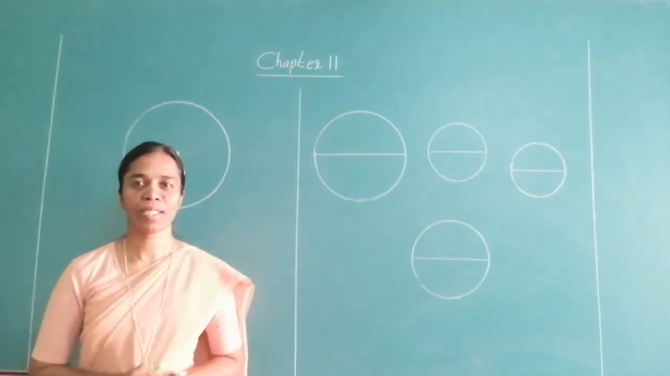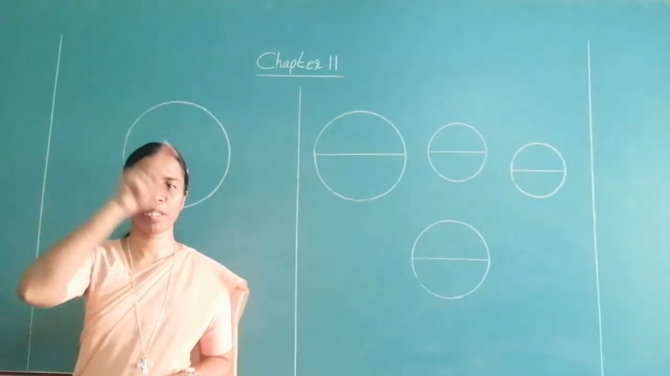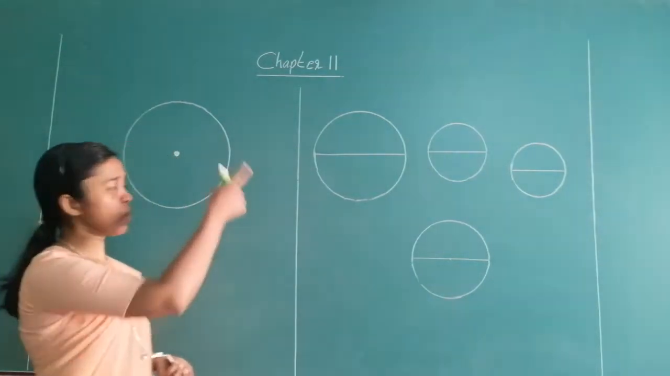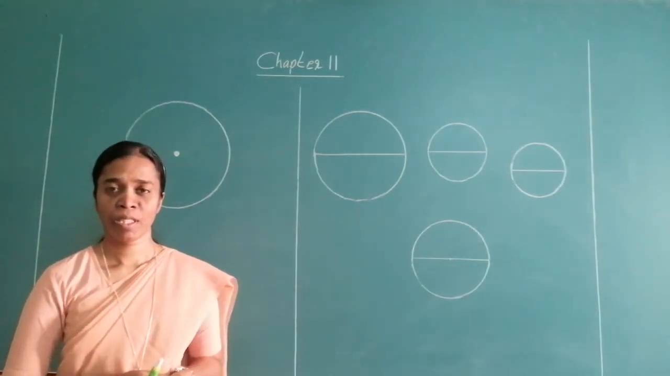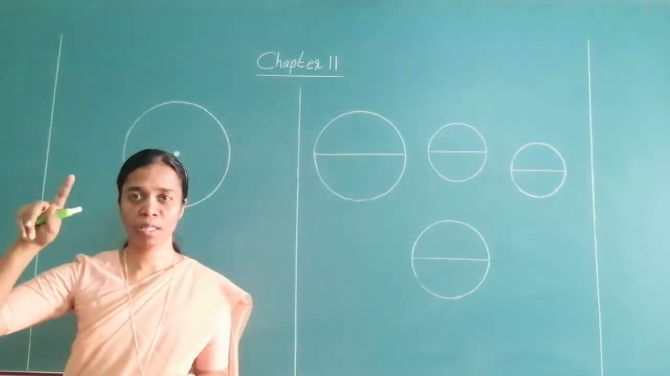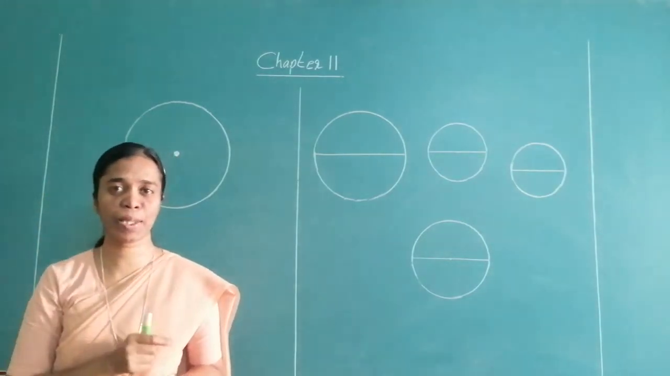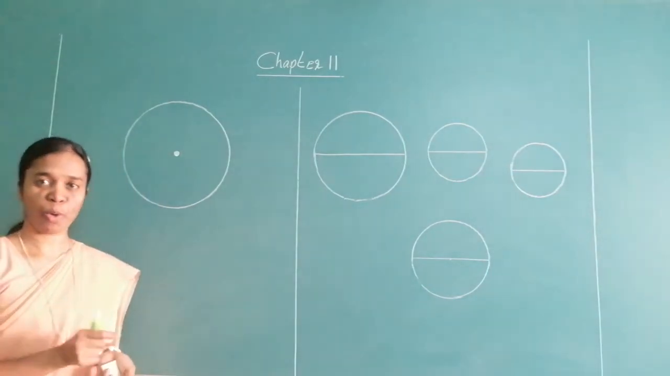Now, what is a circle? If I ask someone what is a circle, all of you will tell me this is a circle, isn't it? I have drawn it also, so you can tell me this is a circle. But how do you define a circle? Not showing like this. How do you put it in words? What is a circle? A circle is a set of points.